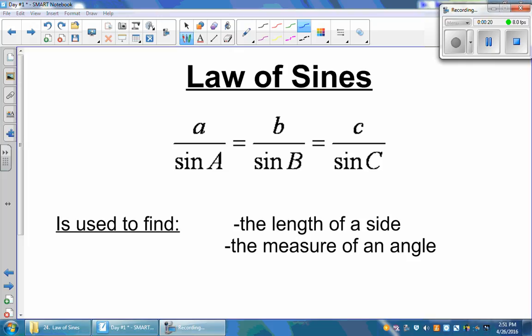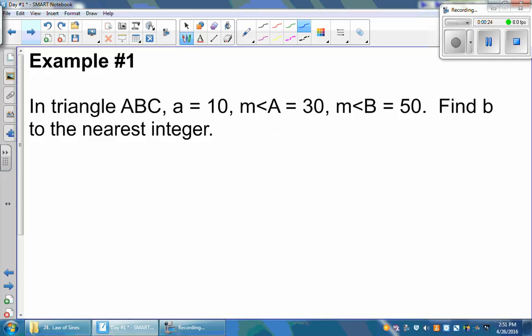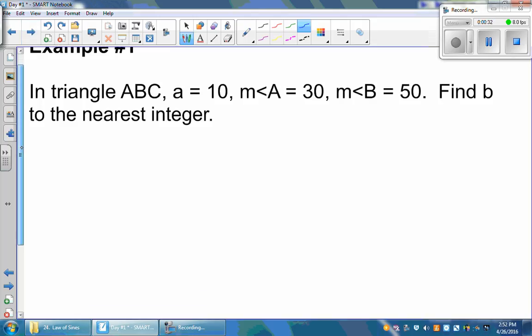Today we're going to focus on using the law of sines to find the length of a side. First example says triangle ABC. Little a is 10, measured angle A is 30, measured angle B is 50. We're going to find little b to the nearest integer. First thing I would suggest we do is draw our picture. I'm going to label it as triangle ABC.